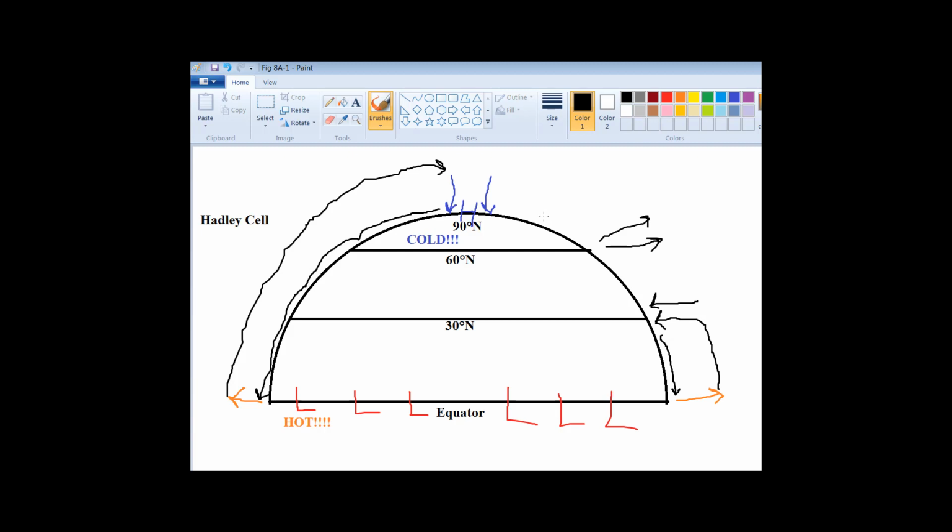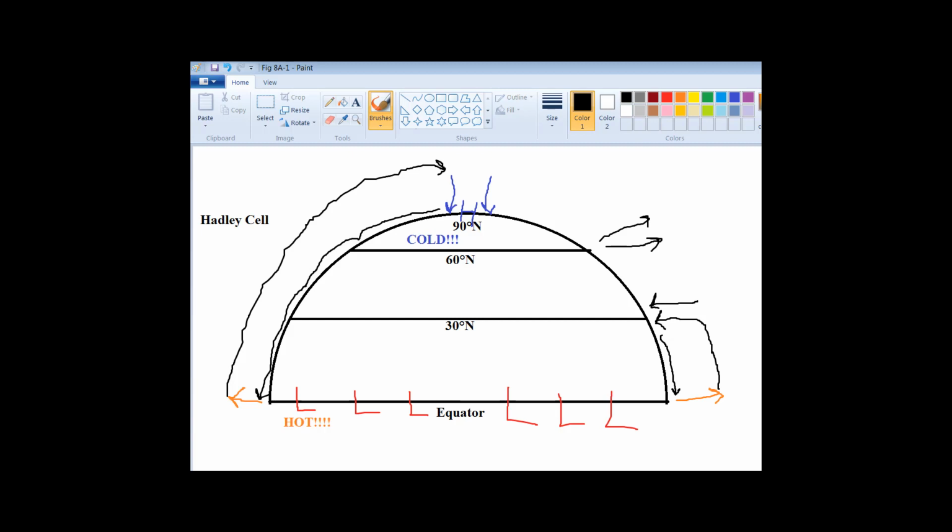But I want you to be a little bit more comfortable with drawing them and then figuring out what kind of pressures are present. Since we have sinking air at 30, we should have a type of pressure. Hint, what kind of pressure does air sink in? At 60, we have rising air. Hint, what kind of pressure do you have rising air in?